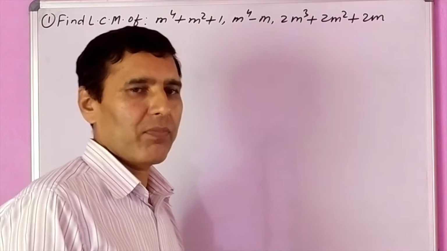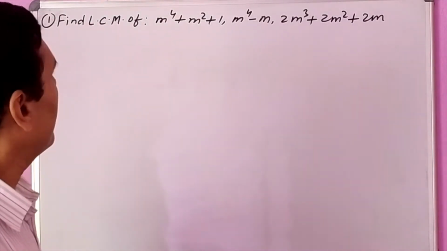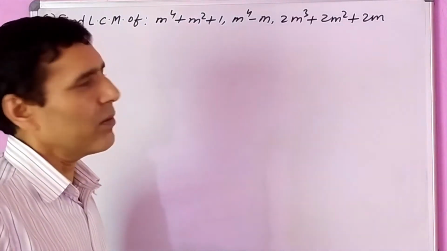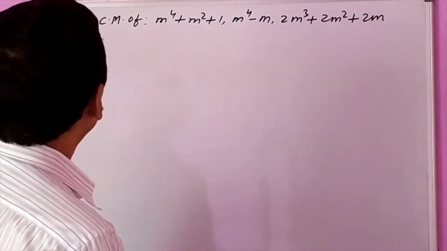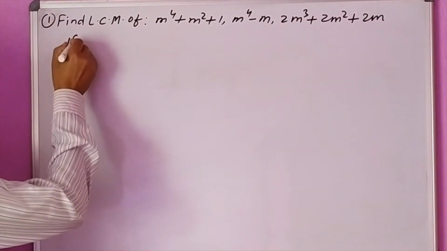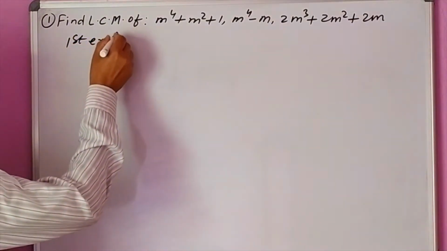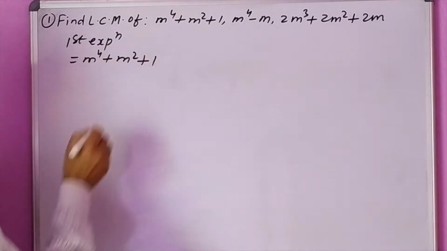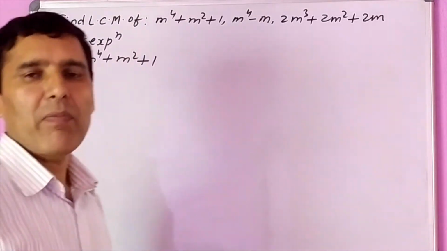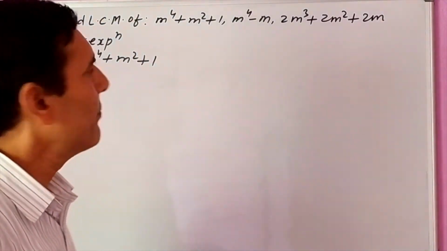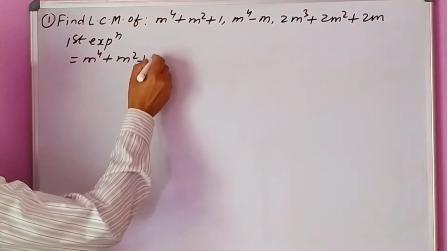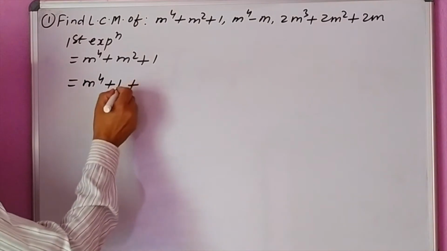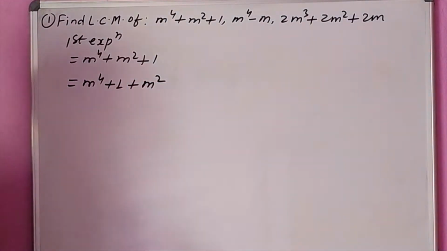To find their LCM by the factorization method, first we have to factorize all the expressions one by one. So our first expression is m power 4 plus m square plus 1. How do we factorize this type of expression? To factorize this type of expression, we write m power 4 and 1 together, and m square we make the last term.